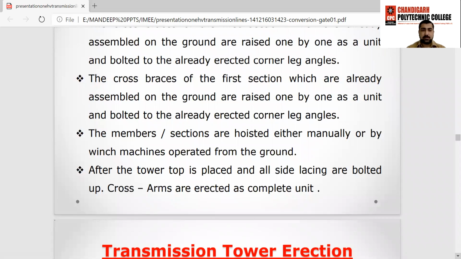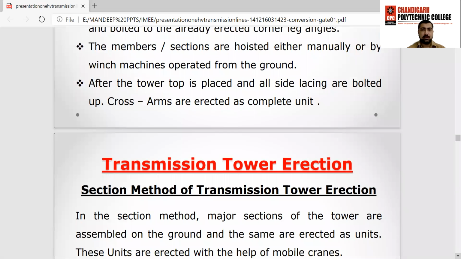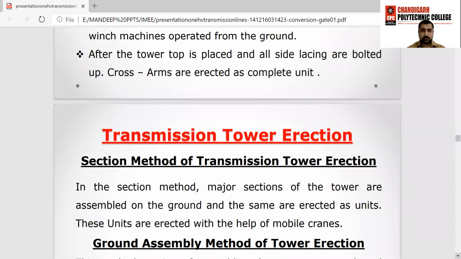The members or sections are hoisted either manually or by winch machines operated from the ground. After the tower top is placed and all side lacings are bolted up, cross arms are erected as complete units which are already assembled on the ground.